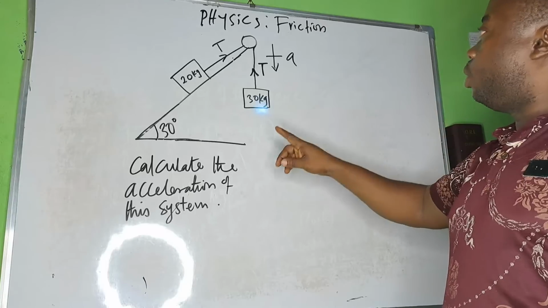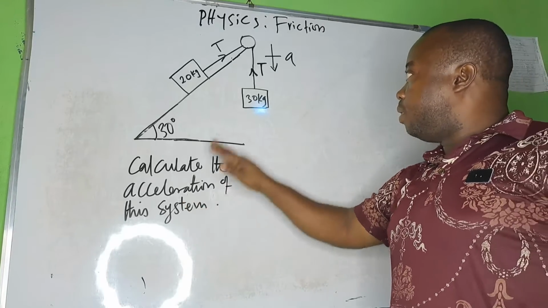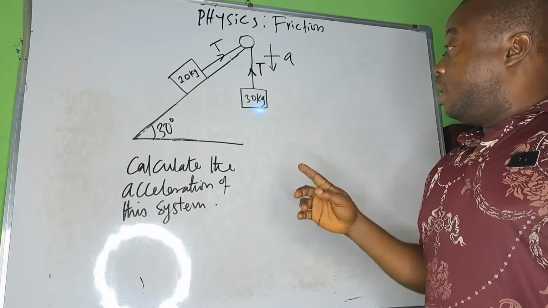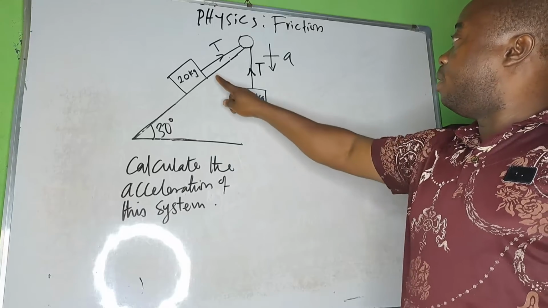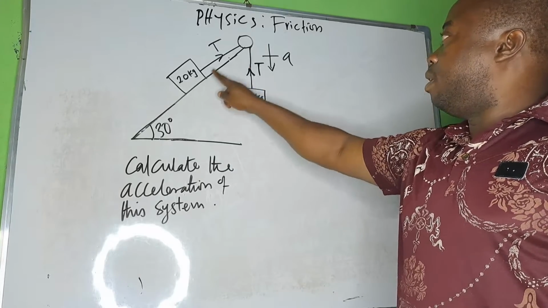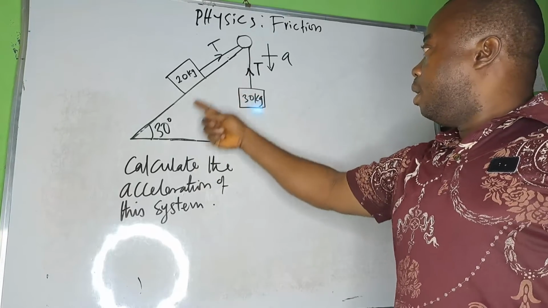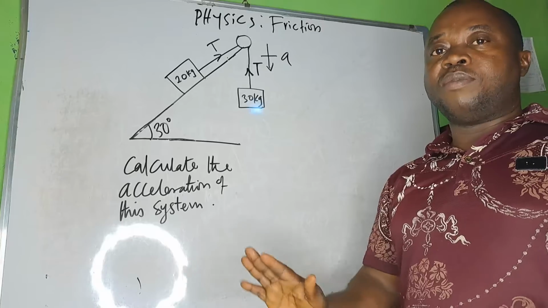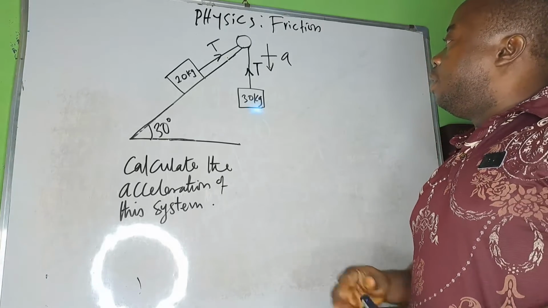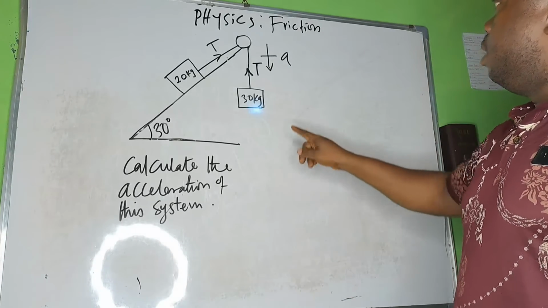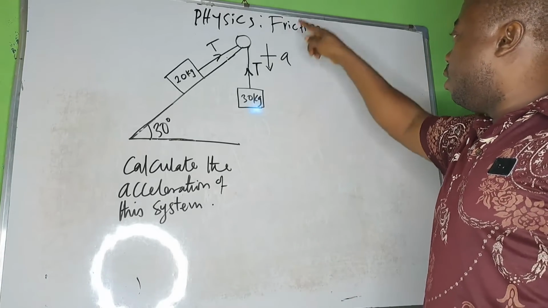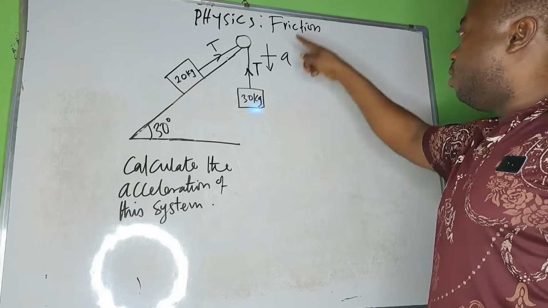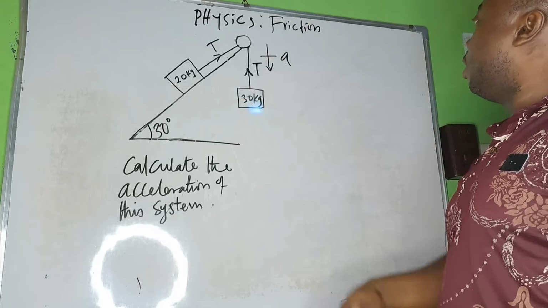It's on friction. It says we should calculate the acceleration of this system. Now there are two assumptions. The first one is this rope is massless, and the second assumption is that this plane is frictionless, so we wouldn't have to deal with the frictional force. Okay, so this sign is an indication that the system moves in this direction, so it slides in this direction.